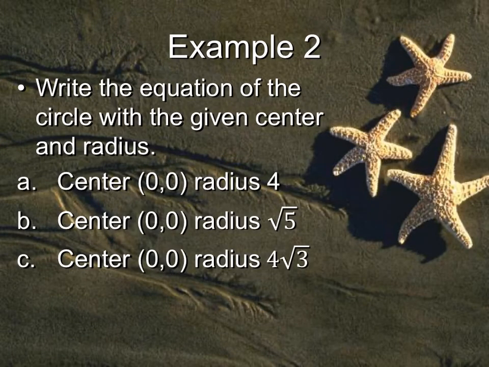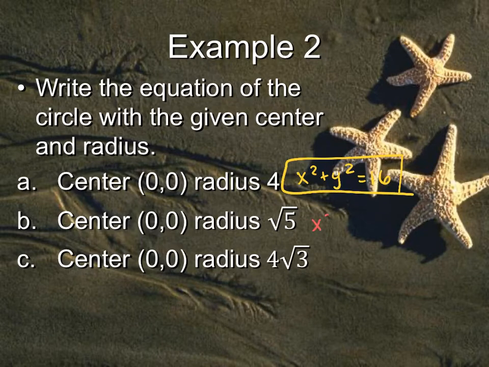All right, example 2. Says write the equation of the circle with a given center and radius. So now not a picture, but the same information. If it's at 0, 0, it's still x squared, y squared, and then it's equal to the radius squared. So this would be x squared plus y squared equals 4 squared, or 16.